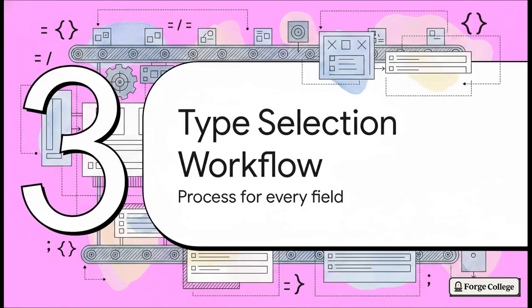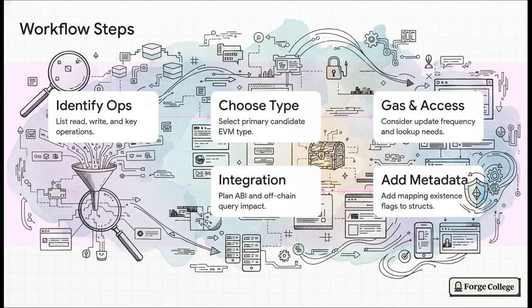All right, section 3, the type selection workflow. We need a repeatable process for every single field. To build a robust contract, you really need a reliable assembly line. Run every field through this strict 5-step sequence. 1. Identify what operations the field needs. 2. Choose a primary candidate type based on that. 3. Consider the gas and access characteristics.